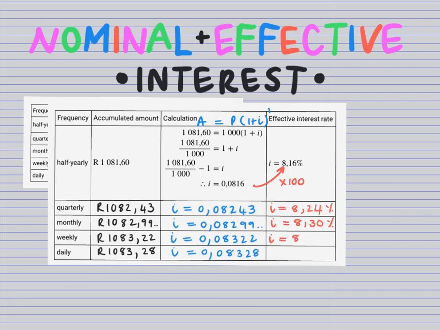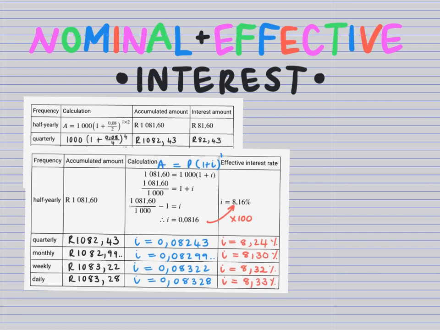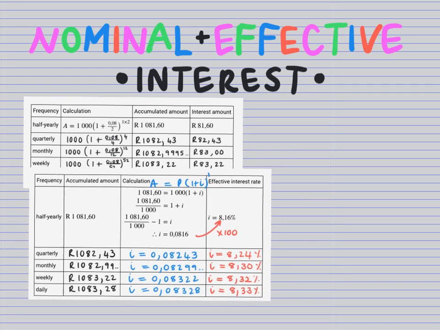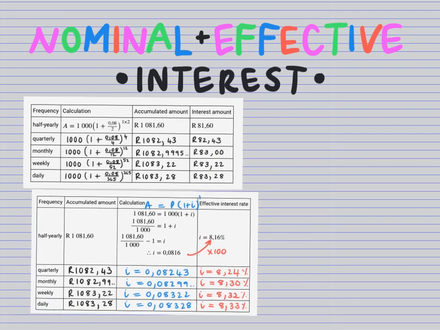Here, it will be 8,32%, and here it will be 8,33%, rounding off to 2 decimals. So isn't this quite curious and interesting? Because if we now have a look back at the first table, the rate that we were given was 8%. Throughout the initial calculations that we did over here, we were working with 8% per annum.